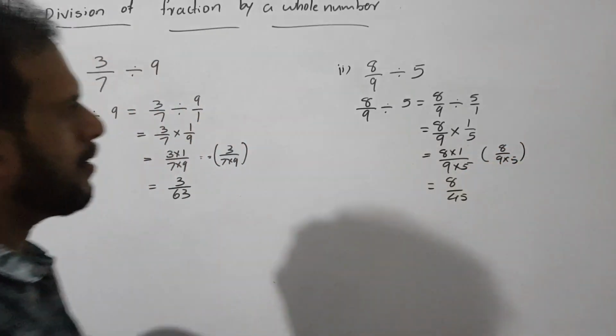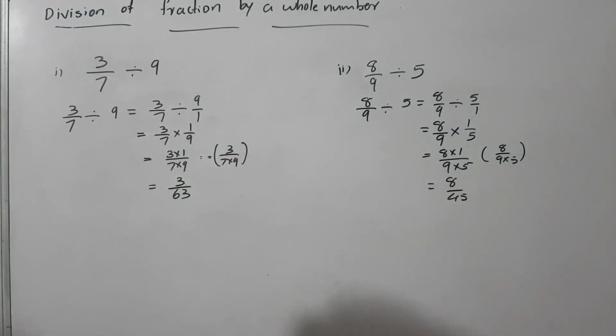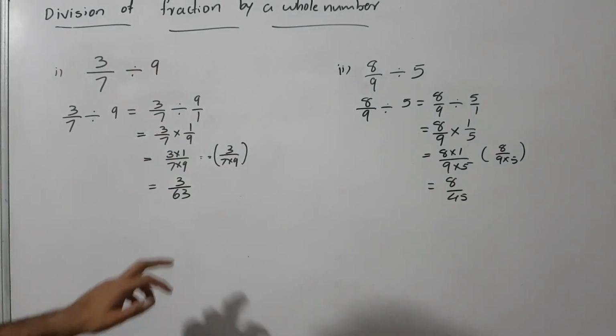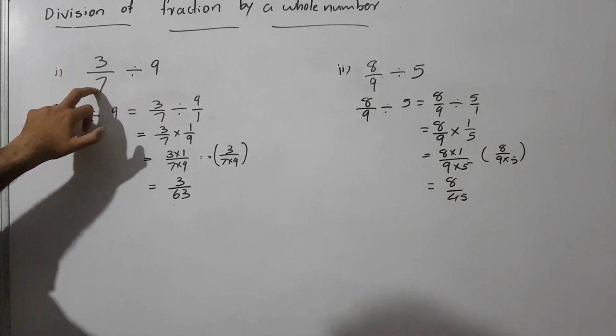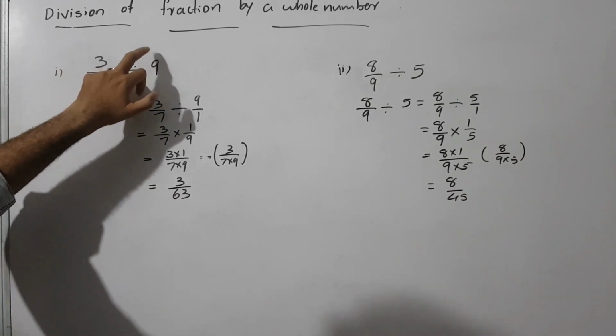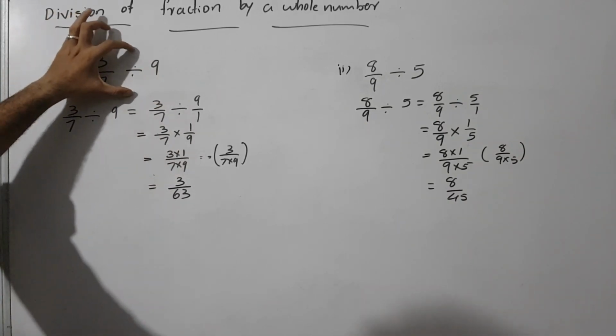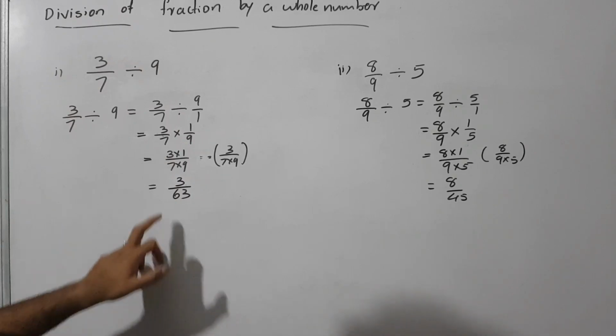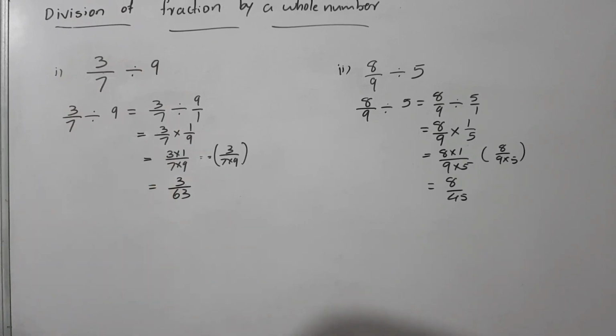Okay, listen everyone. How do we get this result? What is the idea to get the result? 3 by 7 divided by 9, a fraction divided by a whole number. What answer do you get? The answer is 3 by 63. Then how do we get the result?